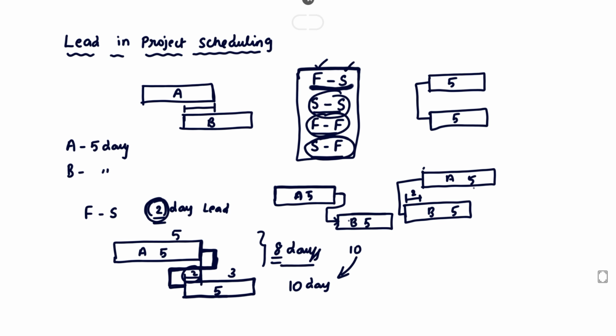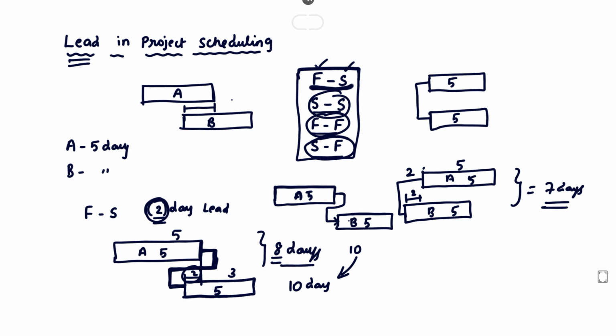Now the project duration: here is 2 days, then here is 5 days. In total, the project duration is 7 days. So the completion of the project will be 7 days. This is the lead in project scheduling.